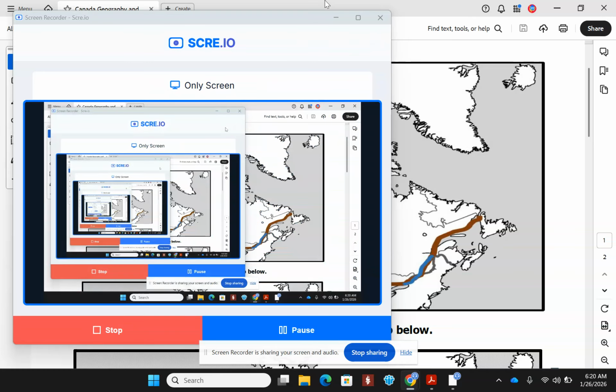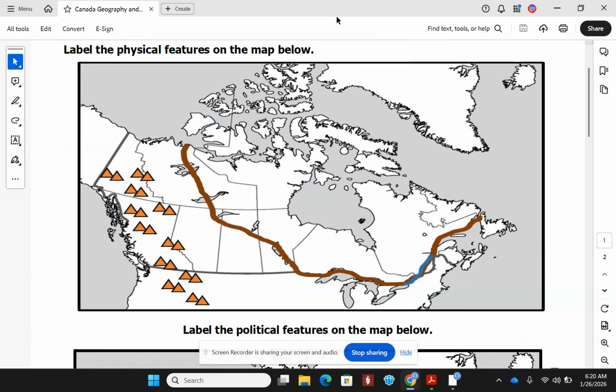All right, guys, let's go ahead and start with our review. We're going to start with physical features: the Rocky Mountains right here. And then we have, of course, the Canadian Shield. That is you below the Hudson Bay. And with that being said, Hudson Bay is right there.